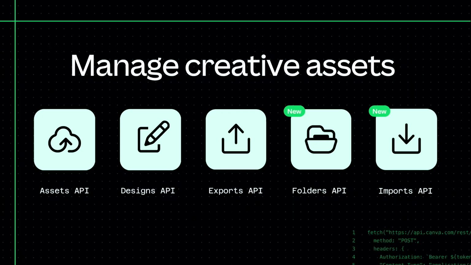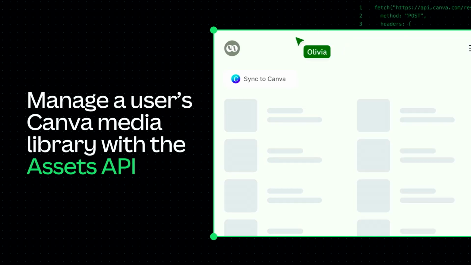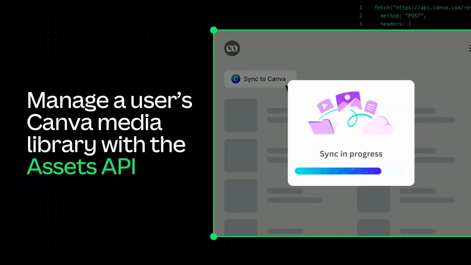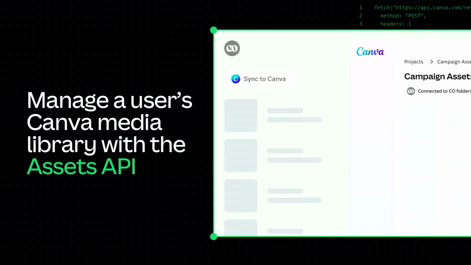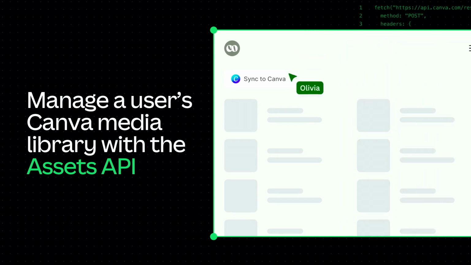Let's dive into each of them to see how they work. First up is the Asset API. It makes it easy to ensure that all your images are always current and easily accessible for all your designs.